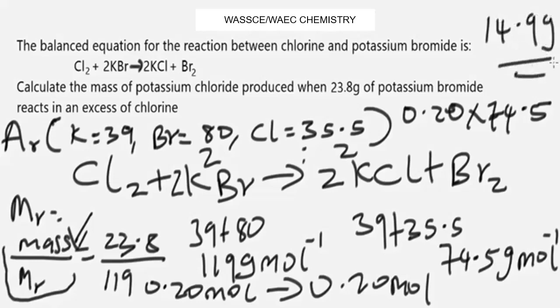Alright, so this will be the answer to this question. 14.9 grams of potassium chloride was produced when 23.8 grams of potassium bromide reacted in an excess of chlorine gas. So guys, this is basically how to deal with problems involving limiting reactants in chemistry.